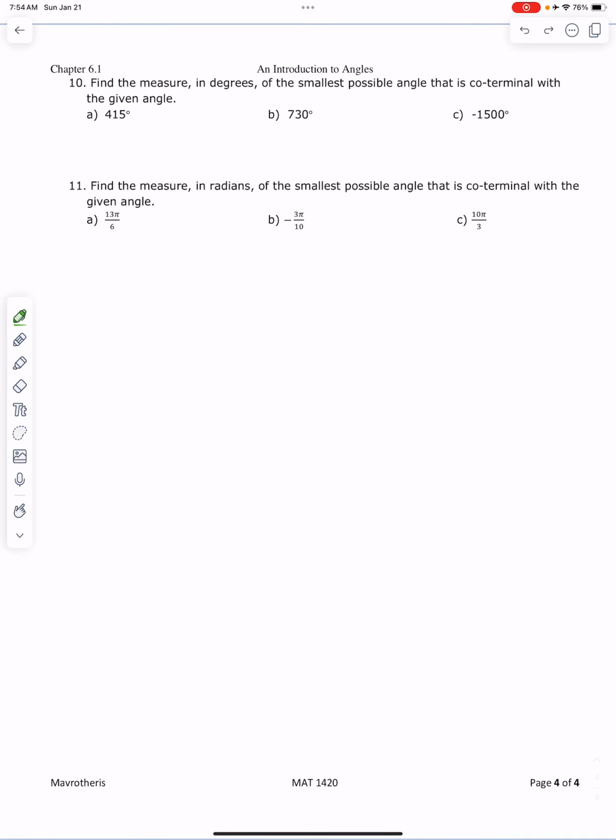Welcome back. These are the chapter 6.1 notes, an introduction to angles. This is page 4, the very last page. So let us start off by talking about coterminal angles.